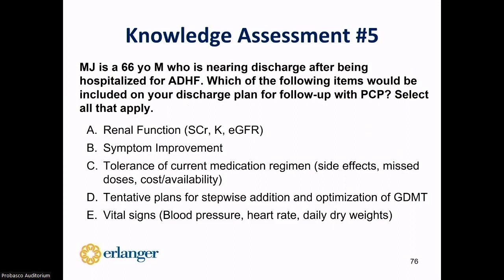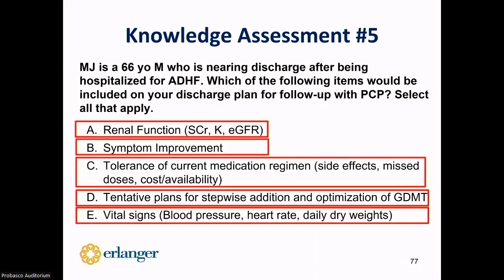So this leads me to our last assessment question of today. We have a patient MJ who's a 66-year-old male who's nearing discharge after being hospitalized for acute decompensated heart failure. Which of the following items would be included on your discharge plan for follow-up with a primary care provider? A, renal function, B, symptom improvement, C, tolerance of current medications, D, tentative plans for stepwise addition and optimization, or E, vital signs? It's going to be all of them, yes.